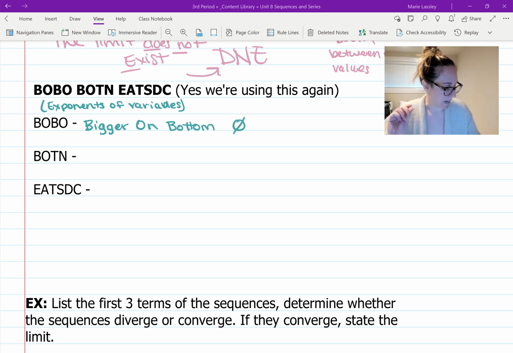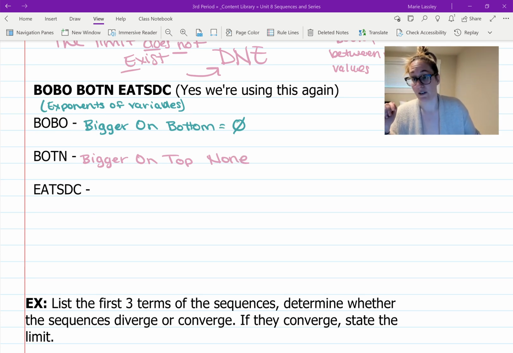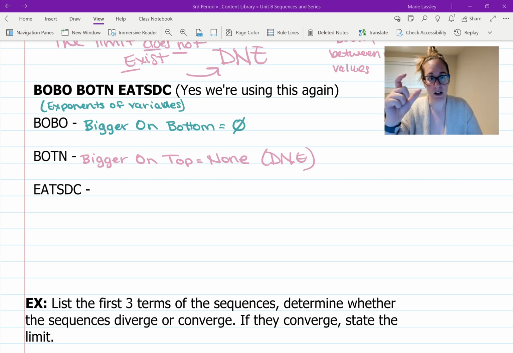Botten, bigger on top, none. Bobo equals 0, and this one equals none. For this one, you would say DNE, the limit does not exist. If it's growing faster on the top of our fraction, then there isn't a limit. It doesn't exist. Last but not least is eats DC.